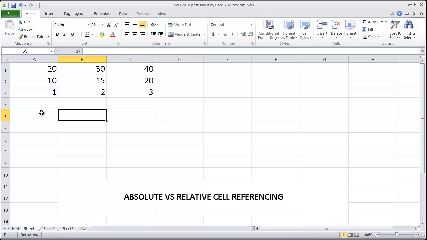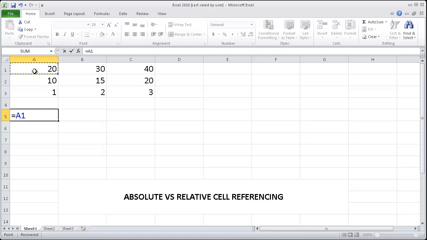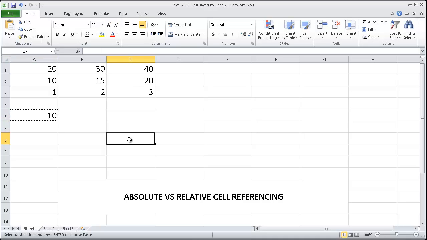Now we're going to do something interesting. We're going to say that this value, cell A5, is equal to A1 minus, click here, A2, and press enter. Notice how this cell is equal to, if you look in the formula bar, A1 minus A2, which is 20 minus 10, which is 10. And this is great. I'm going to copy this, Control C, and I'm going to paste it here.